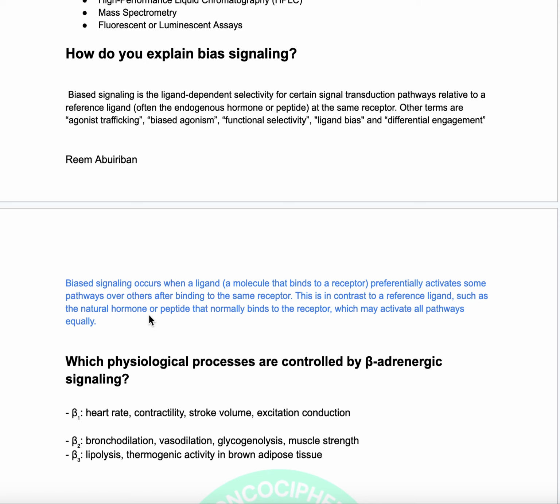Other terms we can use are agonist trafficking, biased agonism, functional selectivity, ligand bias, or differential engagement. It's not always called biased signaling. We can say agonist trafficking, biased agonism, functional selectivity, ligand bias, or differential engagement. So we can use different names for this.